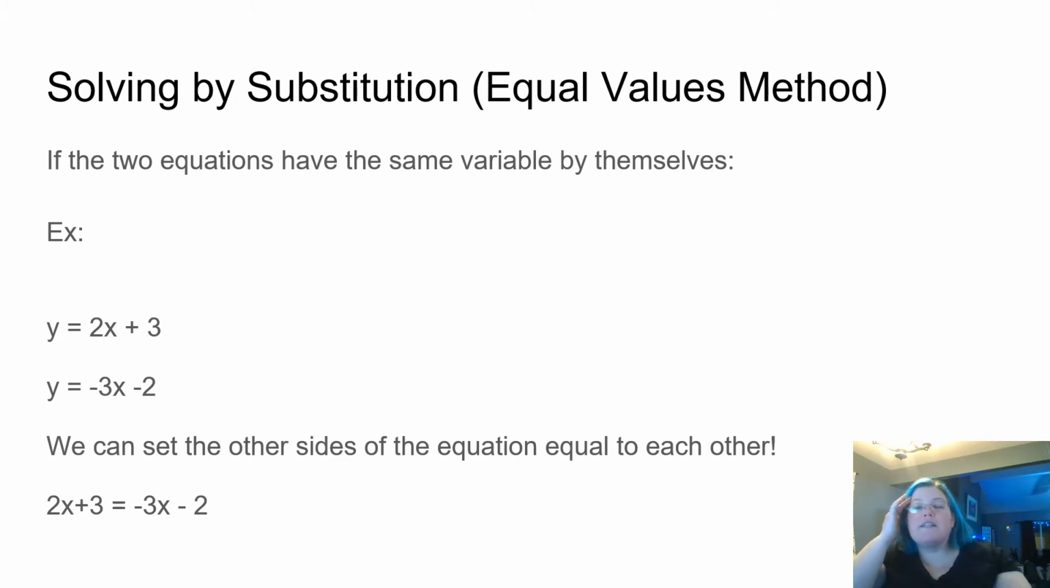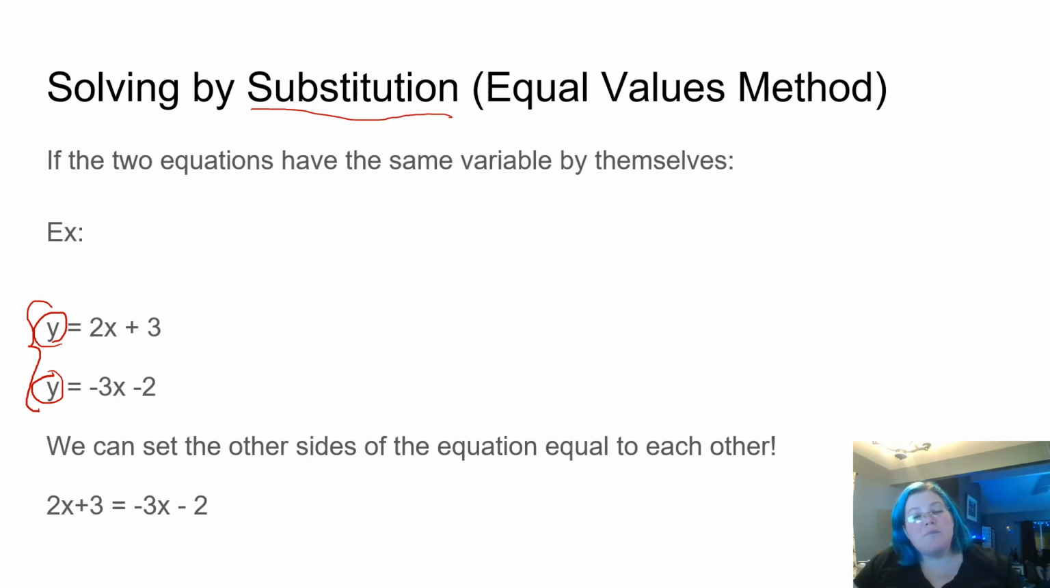So what exactly does this look like using substitution? To use substitution, or the equal values method in this case, our two equations have to equal the same variable, meaning we have the same variable isolated in both equations. So here, both of these equations have y equals. When you see that, we want that to signal substitution.